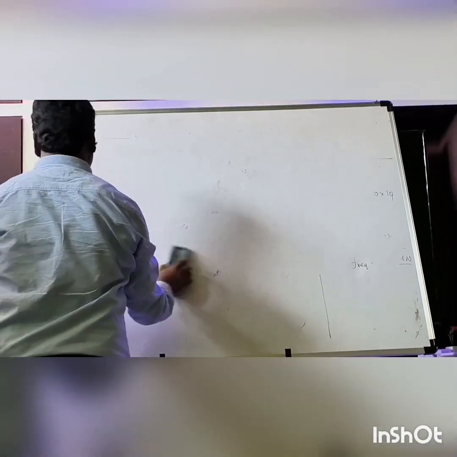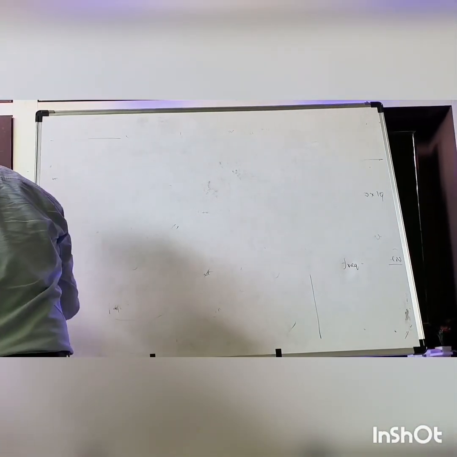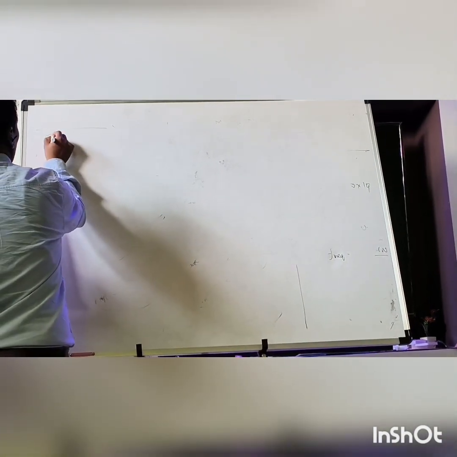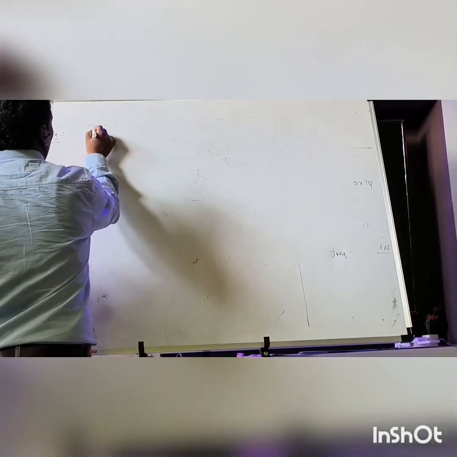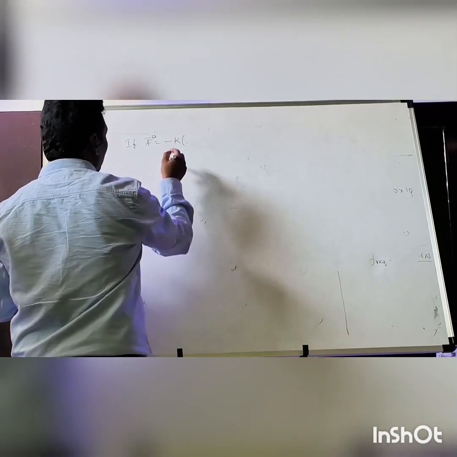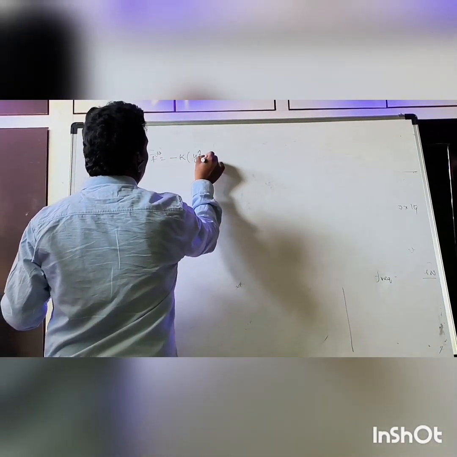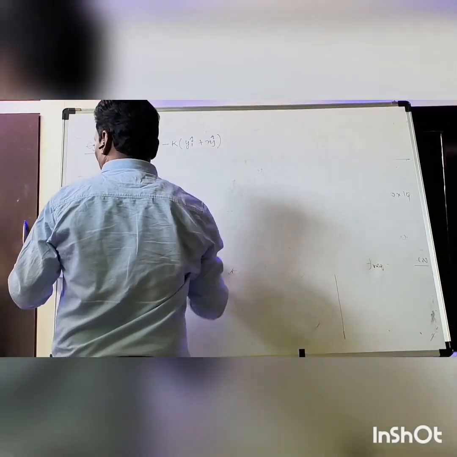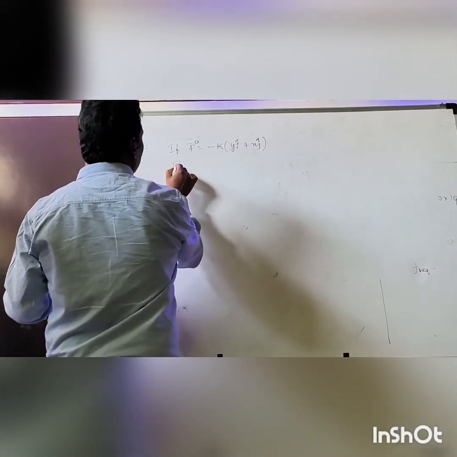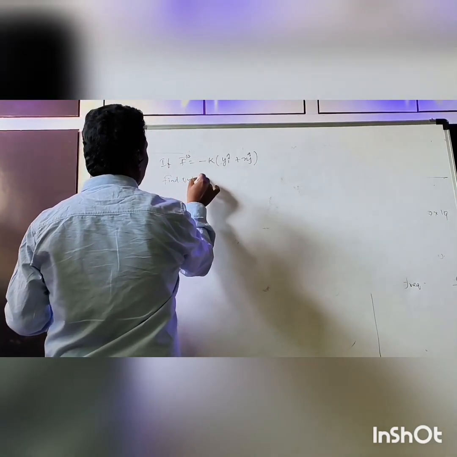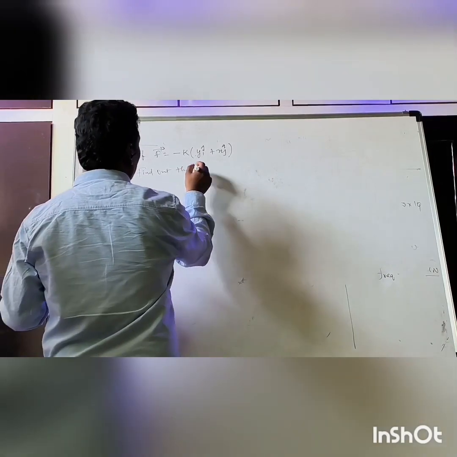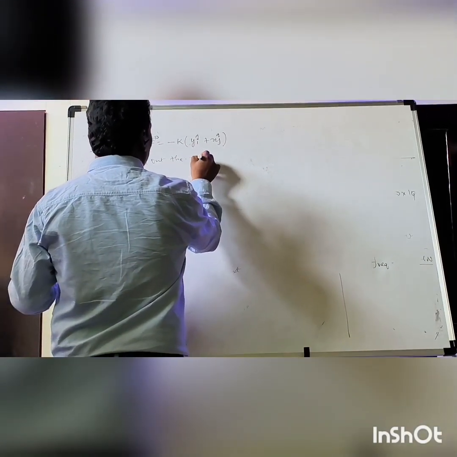Now a few typical questions we will discuss. First of all, for example, if F bar is equal to minus k of y i cap plus x j cap, now find out the work done.